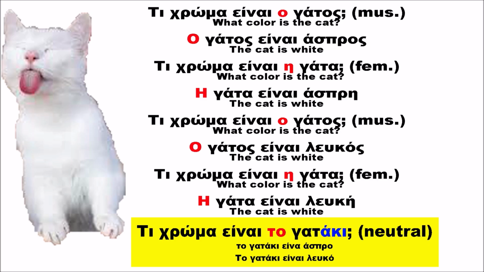Τι χρώμα είναι ο γάτος? Masculine. What color is the cat? Ο γάτος είναι λευκός. The cat is white. Τι χρώμα είναι η γάτα? Feminine. What color is the cat? Η γάτα είναι λευκή. The cat is white.